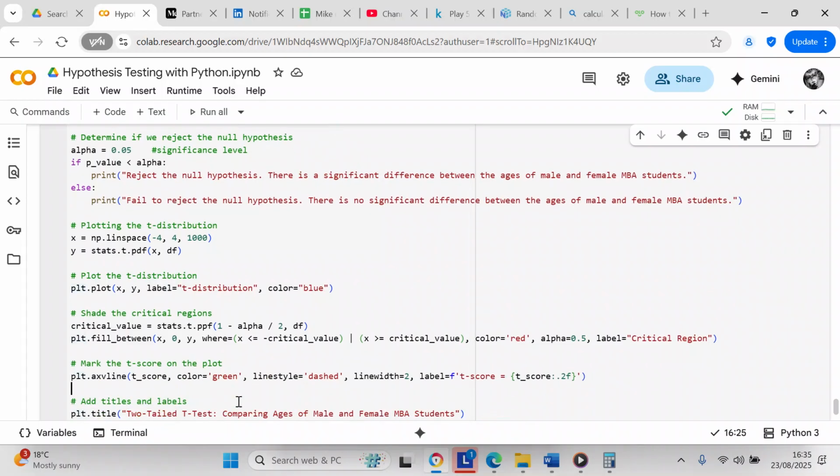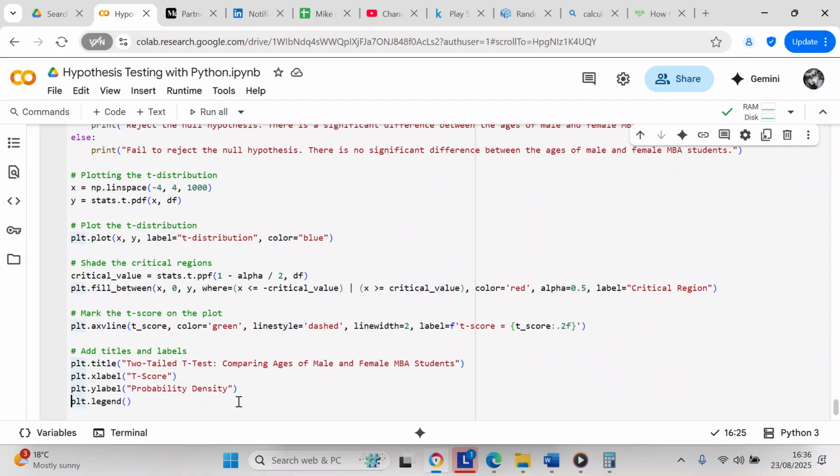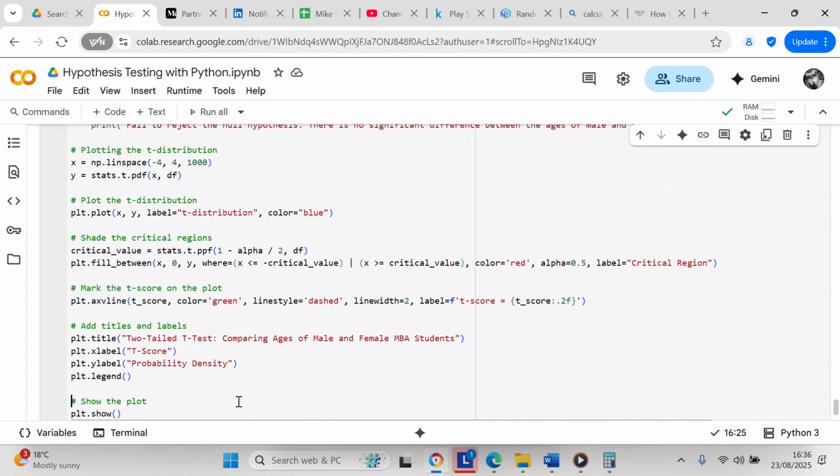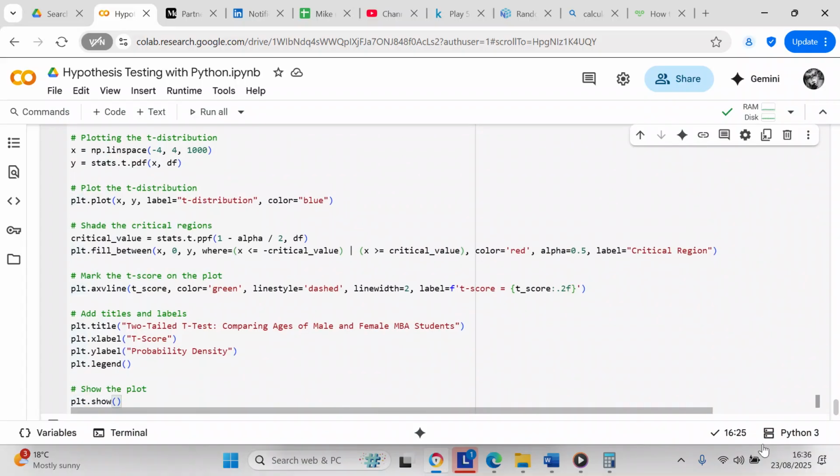Now we mark the t-score on the plot. We plot the axvline of t-score, color equals green, linestyle equals dashed, linewidth equals 2, label equals t-score. And now we add titles and labels to the graph. The title is Two-Tailed T-Test Comparing Ages of Male and Female MBA Students. The x label is t-score, the y label is probability density, and then you get a legend, and then we show it.